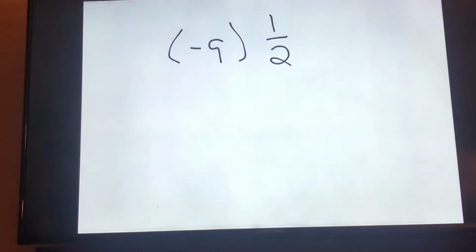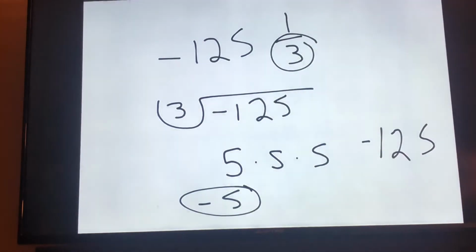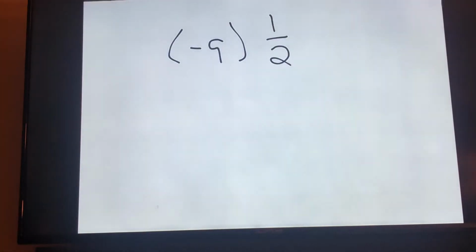What about C? C gives us -9 to the 1/2. All right, here's the difference in this one. If you look before, we were dealing with a cube root. Here, I don't know why my voice is leaving, I apologize. So we have -9.